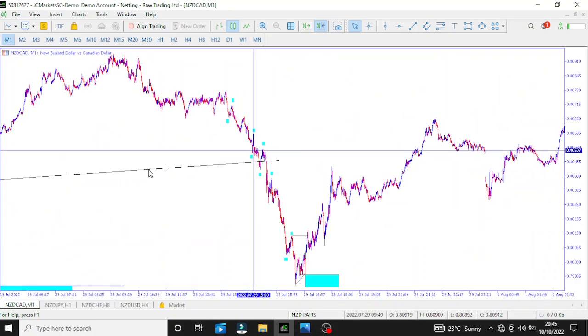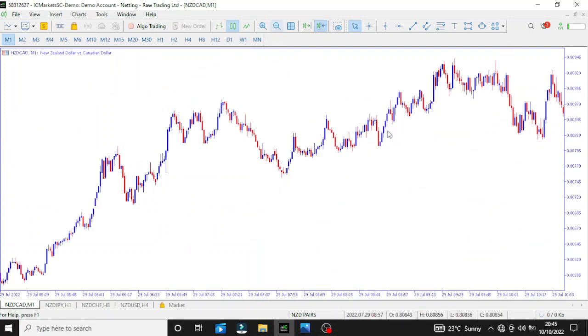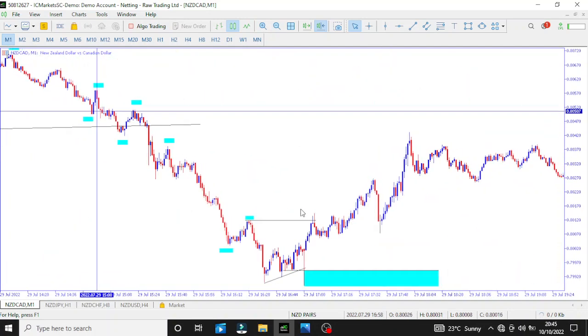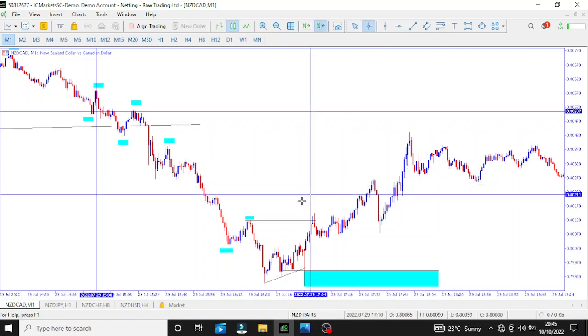You see, the New York session opened and manipulated the trend line liquidity. This is still the New York session, and it went on and continued this internal structure, one internal structure, and it broke the structure and started this bullish order flow.